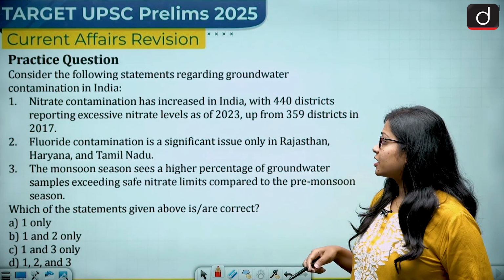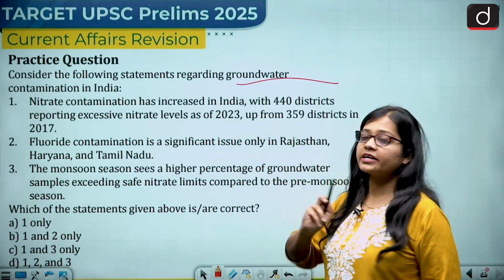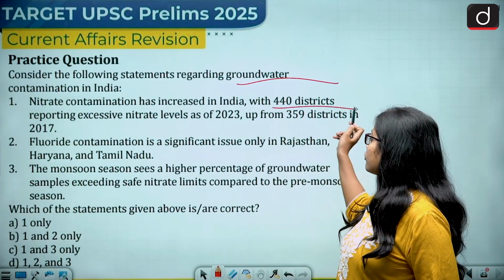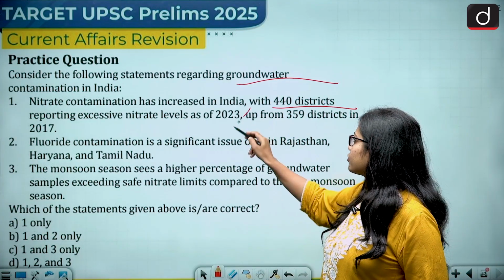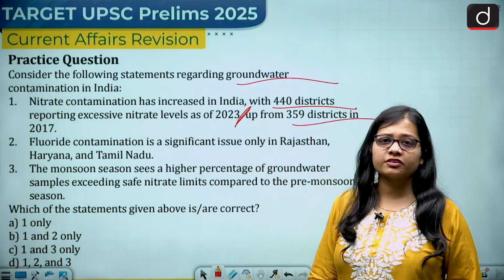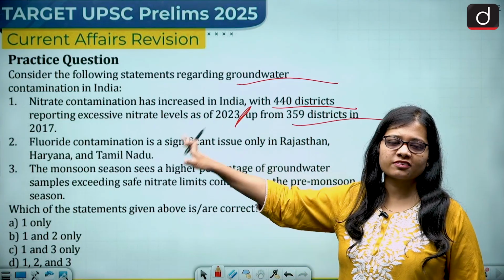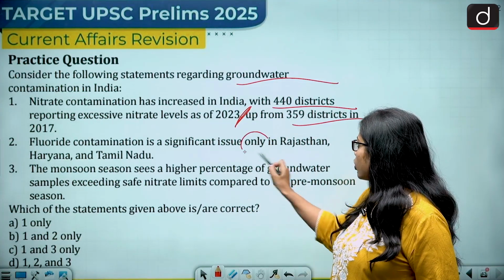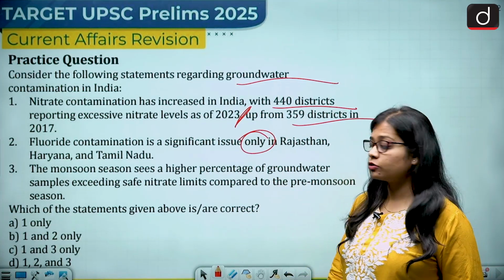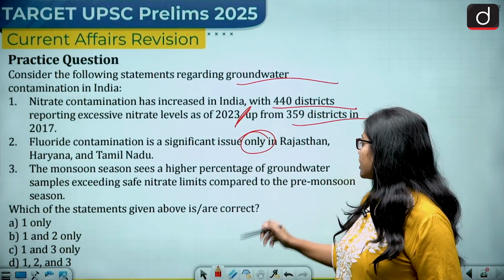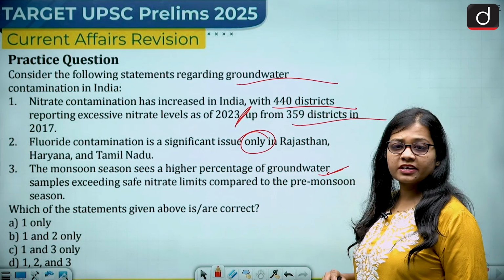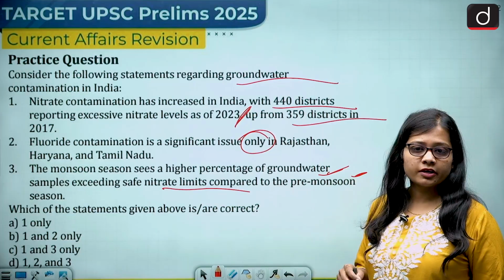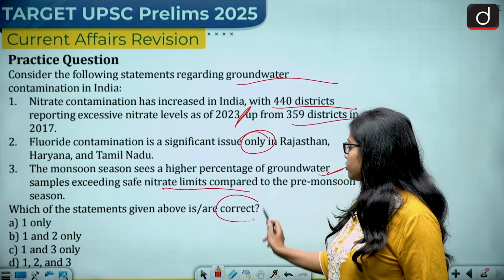So the question is: consider the following statements regarding groundwater contamination in India. First, nitrate contamination has increased in India, with 440 districts reporting excessive nitrate levels as of 2023, up from 359 districts in 2017. Very factual one, but we have discussed this in the video. Second statement, fluoride contamination is a significant issue only in Rajasthan, Haryana and Tamil Nadu. Third, the monsoon season sees a higher percentage of groundwater samples exceeding safe nitrate limits compared to the pre-monsoon season. Which of the statements given above is or are correct?